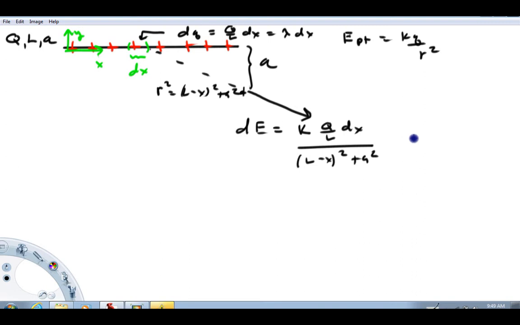So what I'm going to do here is we're going to do separate calculations for the x component of the net electric field and for the y component. Right now I'm going to do the x component. I'm going to call this dEx.